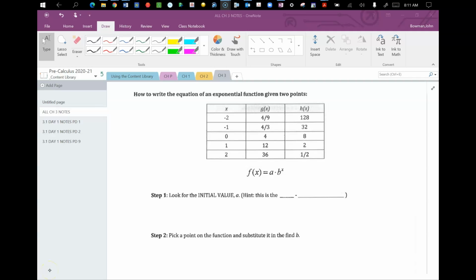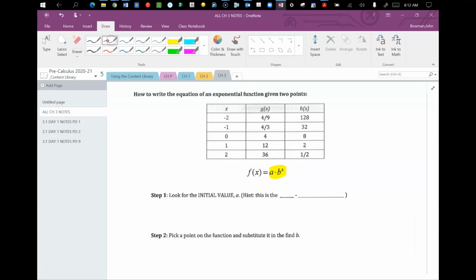We are going to finish up this short lecture, video, whatever you'd like to call it, by looking at a really common problem. You're given a table of values which represents points on the graph of a function, or you're given points on the graph of a function and you are asked to find the function. And in this case, we are told that the two functions are exponential functions. So they will take the form a times b to the x.